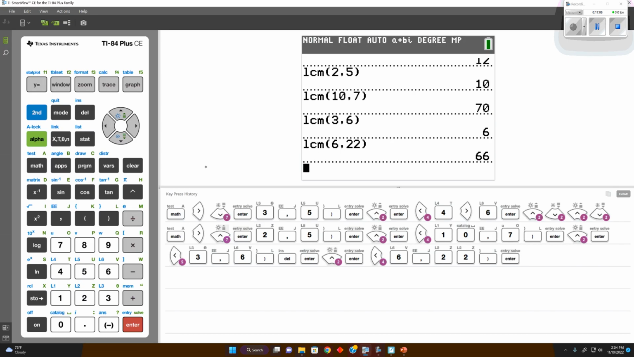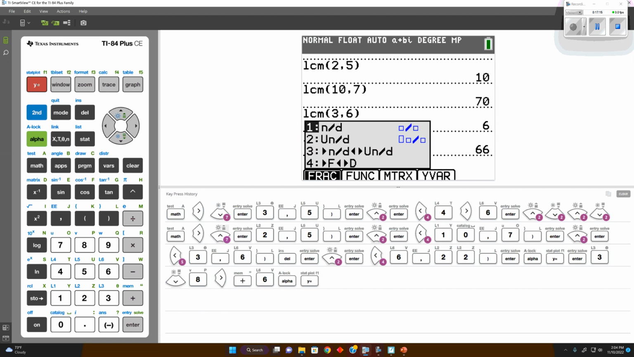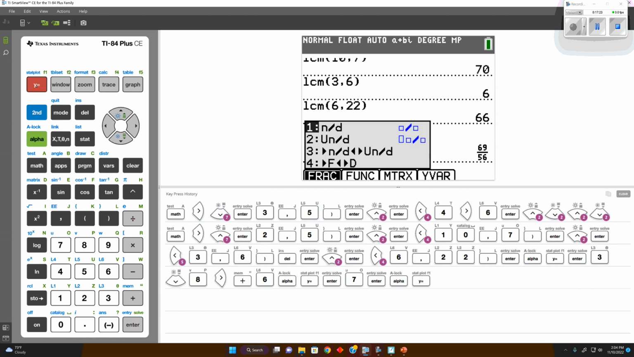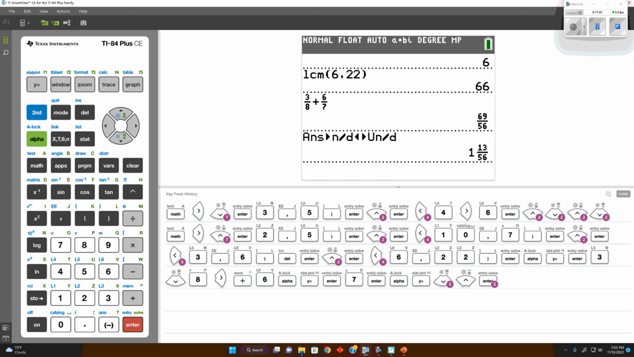So here, 3/8 plus 6/7. So we have this here, 69 over 56. I'll show you this here, guys. Alpha y equals is where we normally go to get a fraction, yes? A lot of times we go alpha y equals enter. We don't even look at what the chart says. But if you notice the third one down here, ND, arrows, UND. This is going from improper fraction to mixed number. So if we hit enter, enter, it'll convert it to a mixed number.